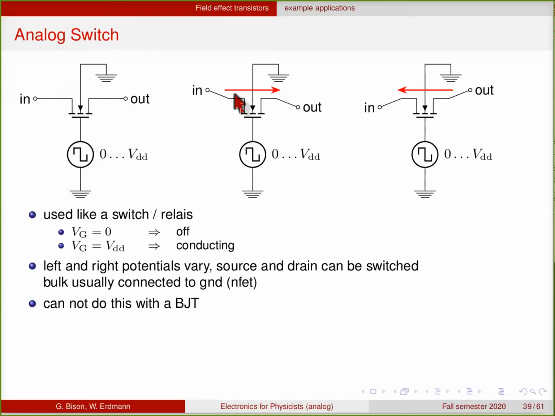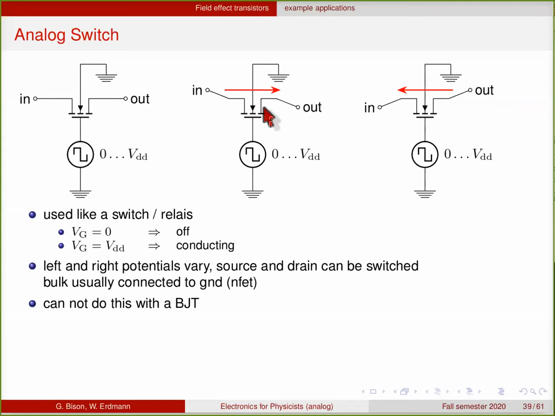So when the input is slightly higher than the output, then the current will flow from the left to the right, and if the input is slightly lower than the output, then the current will flow from the right to the left. In order for this to work, you don't know at the point where you design your circuit where these potentials are. So you must pull the bulk, of course, then to ground to make sure that you never get into conduction with the implant to bulk diodes.